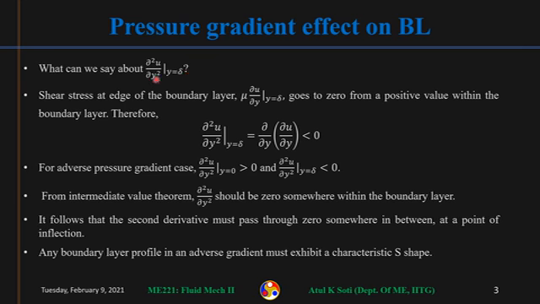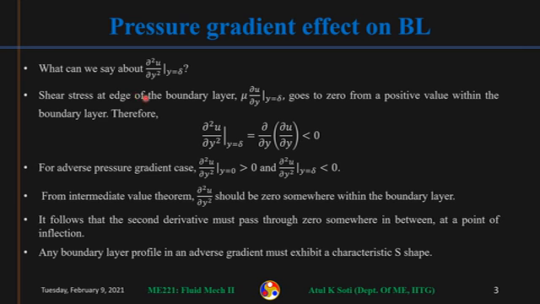For that we need to look at the shear stress. Notice that del 2u by del y2 is the gradient of del u by del y, and del u by del y is proportional to shear stress. Shear stress is mu times del u by del y. So if I investigate shear stress, I could tell the sign of this. What is happening to shear stress? Shear stress at the edge of the boundary layer is 0.